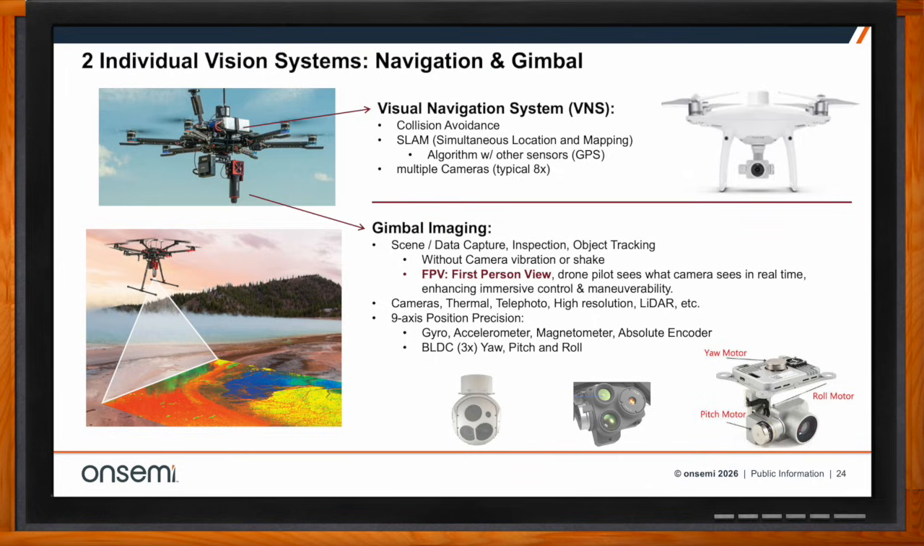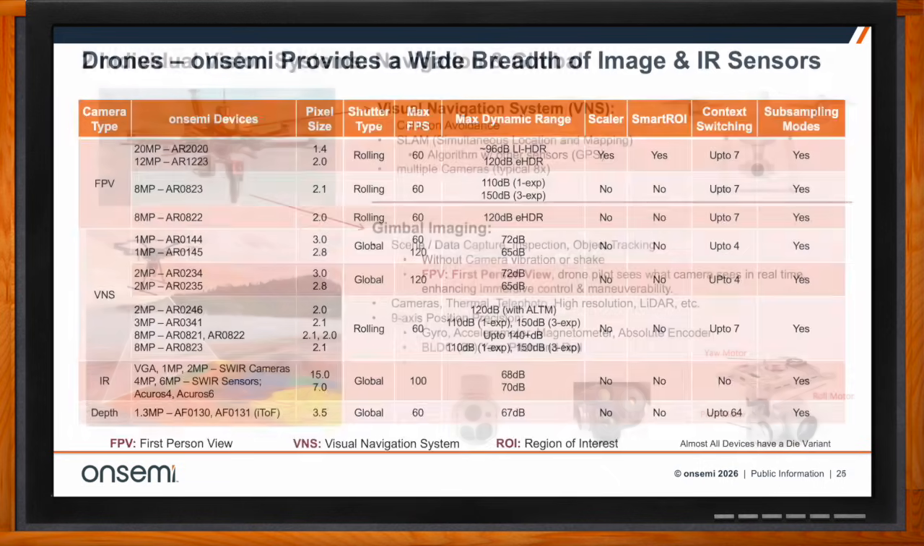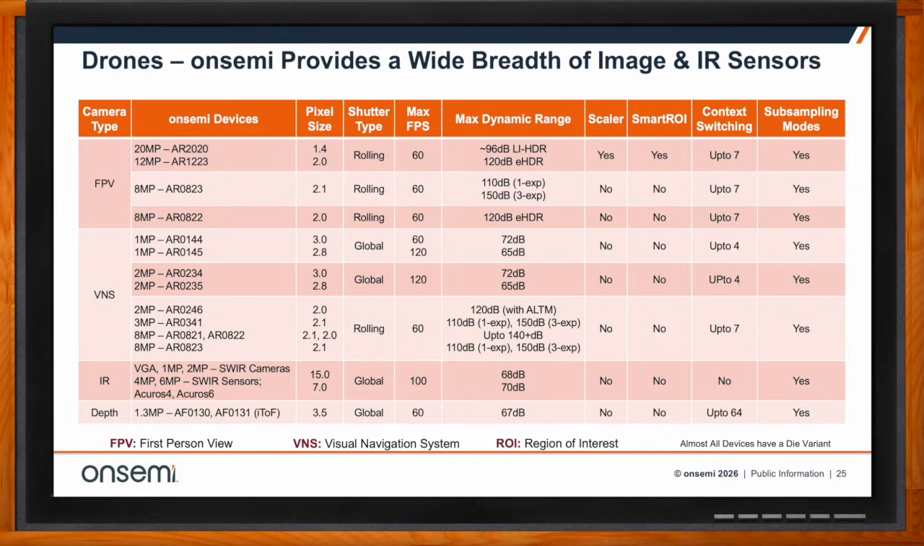So, what kind of image and IR sensors does onsemi offer for these kinds of systems? Well, onsemi is really a leader in image sensors. We have a very wide portfolio and wide breadth of image sensors and IR sensors. Up at the top, in the first column, it captures the camera type. So you've got FPV, which is first person view. Typically, you would have that in the gimbal, but if you don't have a gimbal, it could potentially be higher above. But typically in the gimbal, and we've got 8 megapixel, 12 megapixel, and 20 megapixel options with varying pixel sizes.